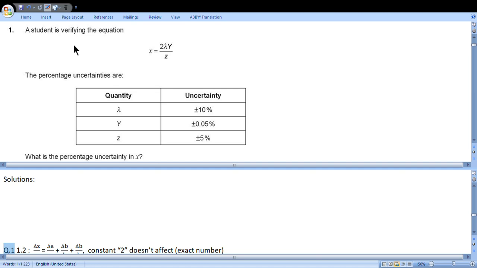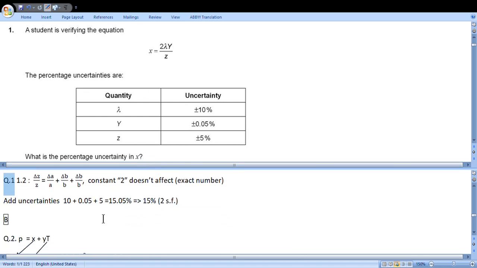A student is verifying the equation. The percentage uncertainties are given, and what is the percentage uncertainty in X? So to calculate X, we are multiplying and dividing variables lambda, y, and z. 2 is constant and it is not approximated, so it doesn't affect uncertainty. Here we have the solution.